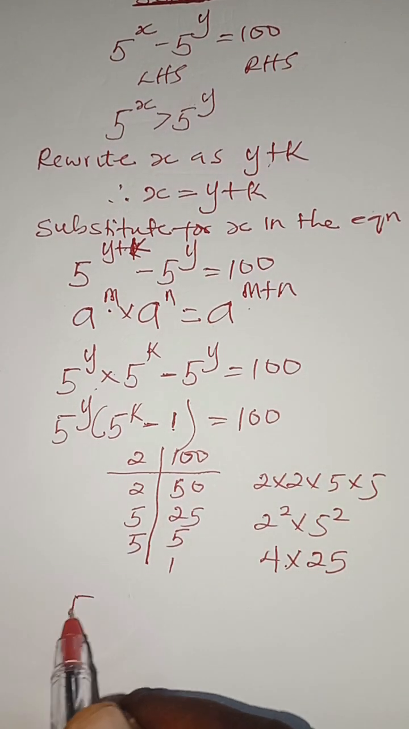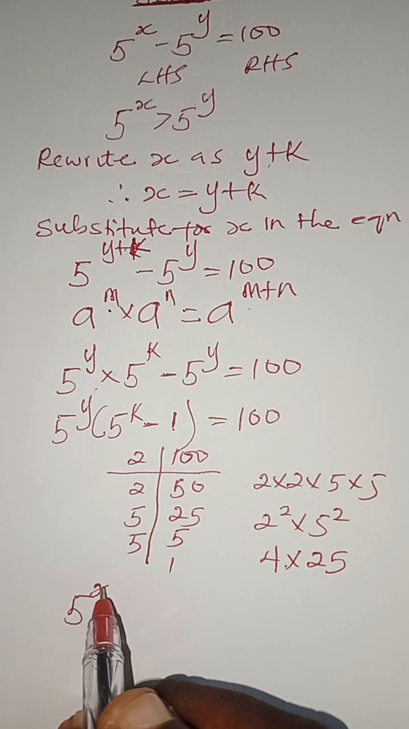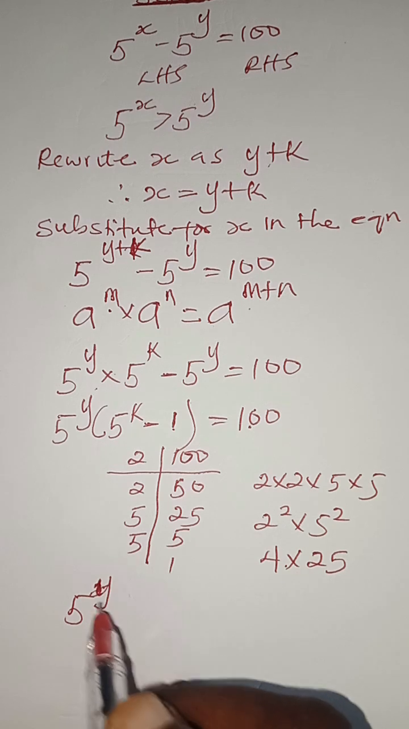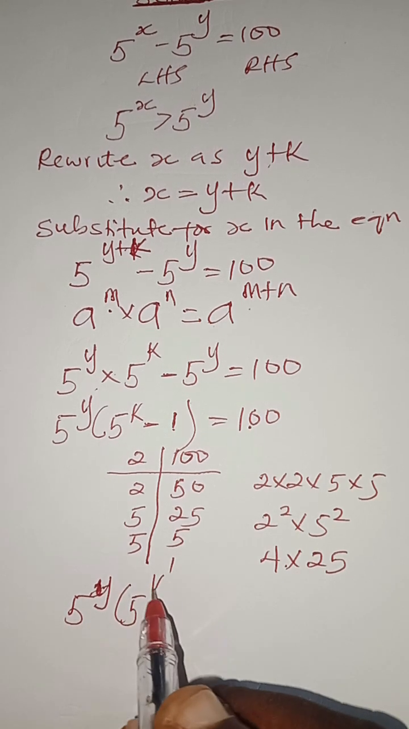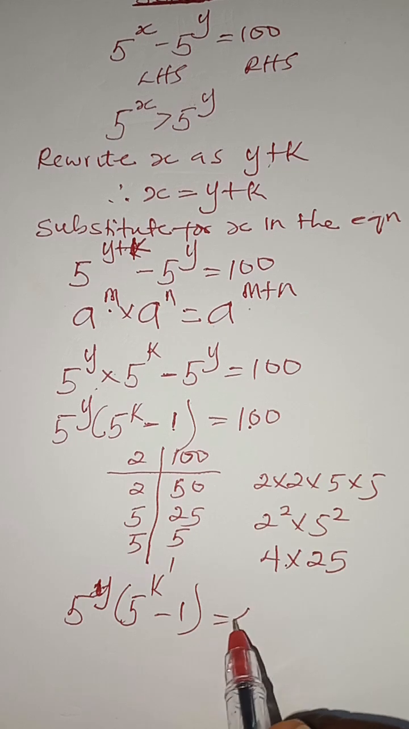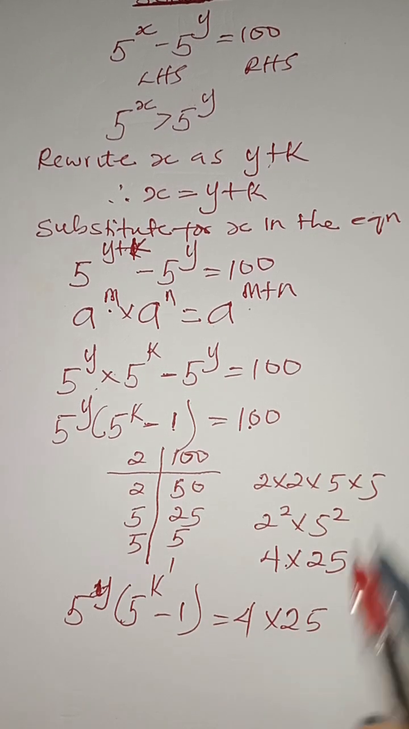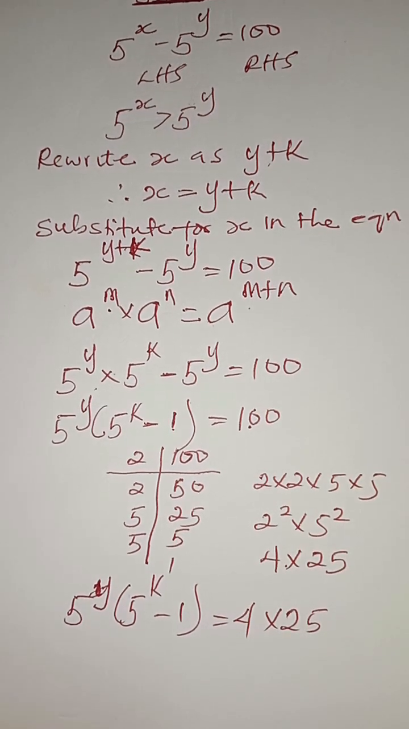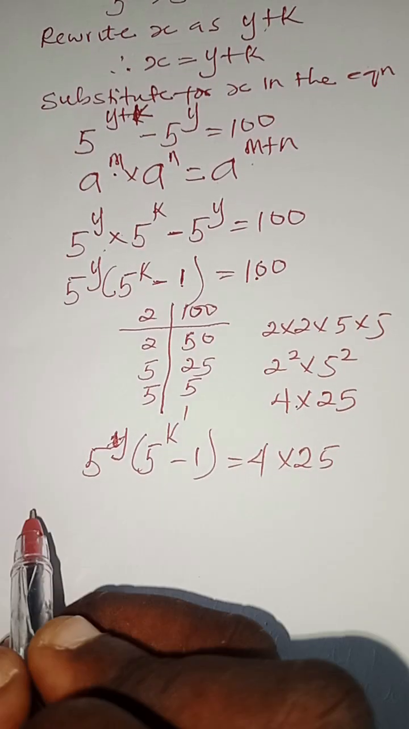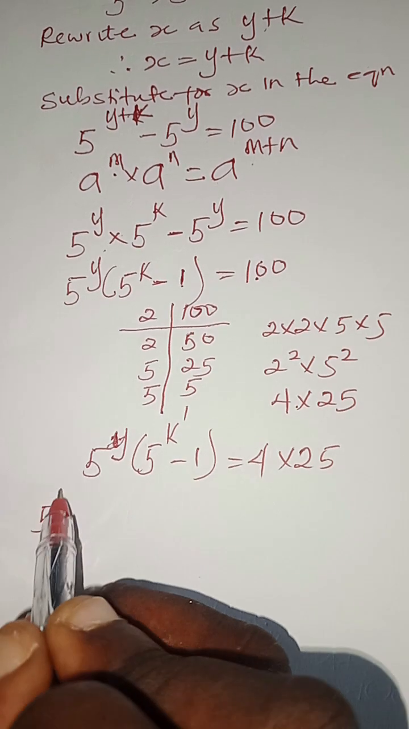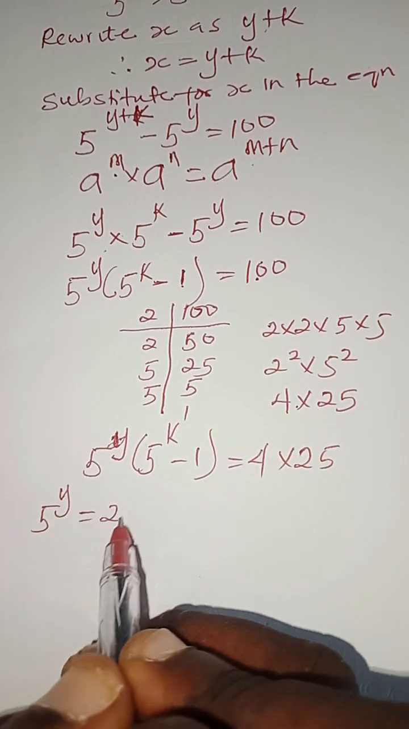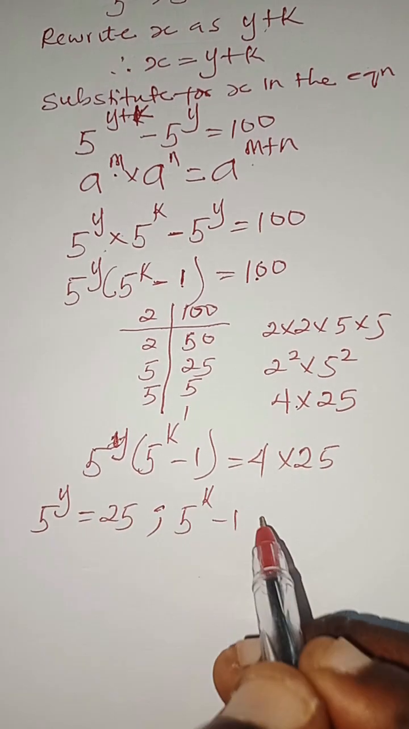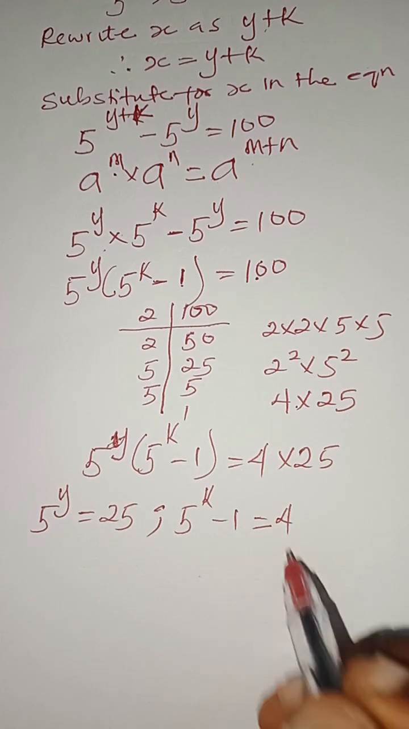So here you have 5 raised to the power of, okay, we're not going to plug it here. We're going to plug it here. 5 raised to the power of y times 5 raised to the power of k minus 1 equals to 4 multiplied by 25. Not this one, it's this one now. Now, you will now have two equations. Look at it. 5 raised to the power of y equals to 25. Then 5 raised to the power of k minus 1 equals to 4.